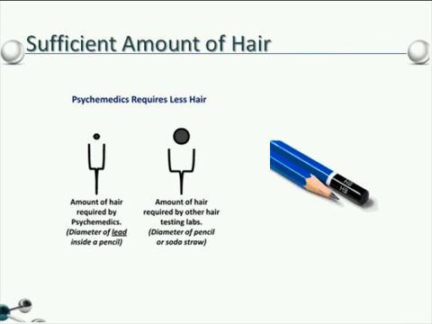So as far as a sufficient amount of hair required, the vendor that we use for drug hair analysis is Psychomedics. One of the reasons why we chose them is because they require less hair. A lot of other vendors require a significant amount, whereas the vendor we chose requires only, if you were to look at a sharpened pencil and look at the tip of the lead, that big round piece, that's about how much hair they require to complete their test.